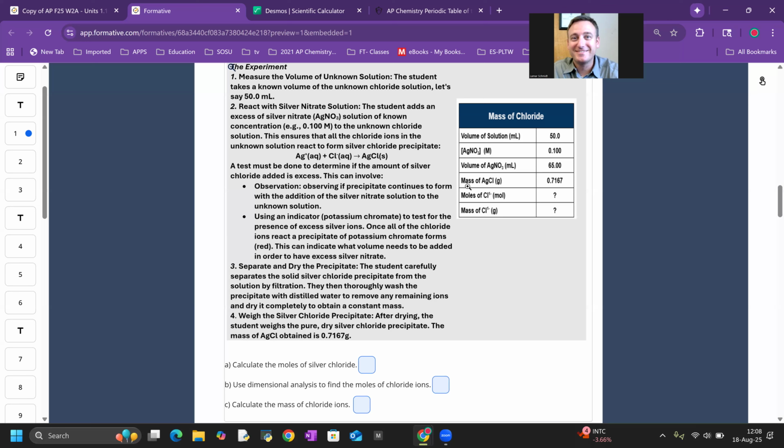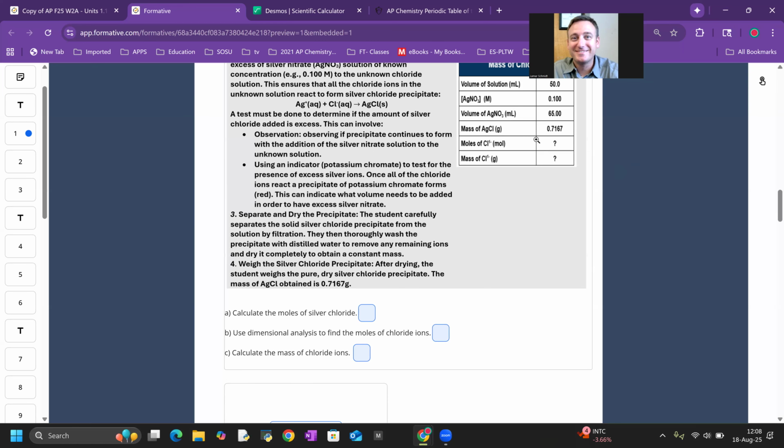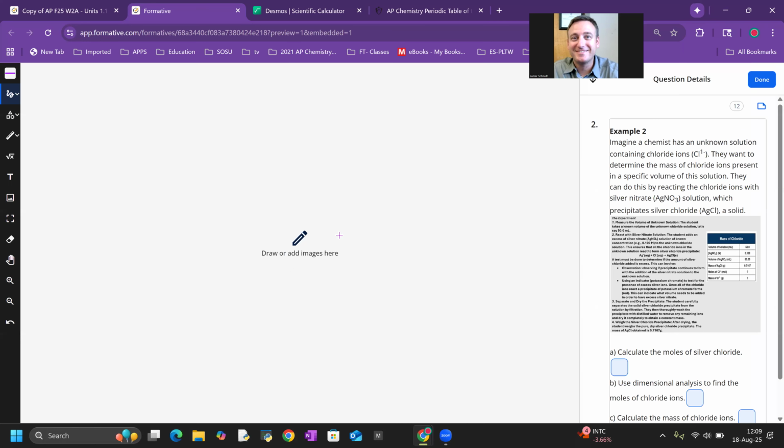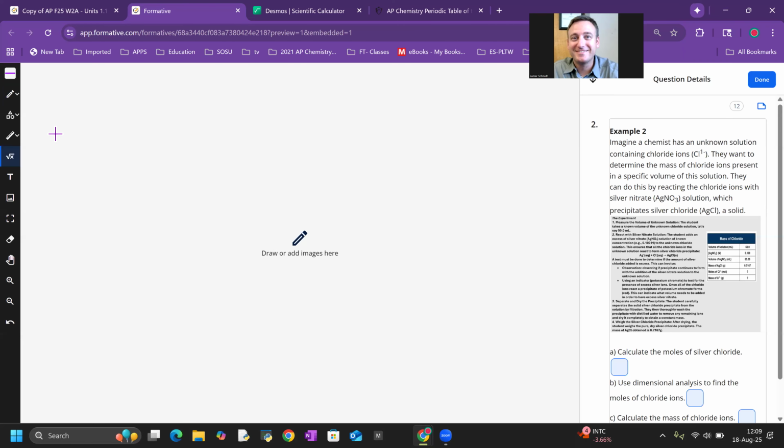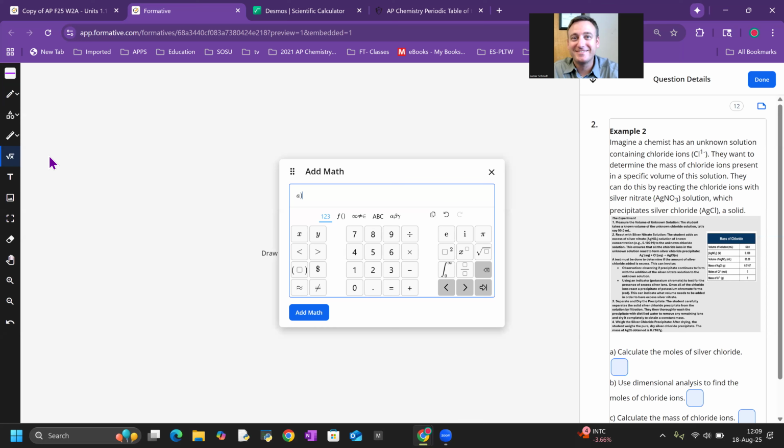Okay, so we have the mass of silver chloride, and so we're going to determine the moles of silver chloride. So our mass of silver chloride is 0.7167 grams. And we can see that on our chart. Make sure you can see that, 0.7167 grams of silver chloride. So this is part A. So we'll label it part A. And we'll say 0.7167 grams of AgCl.